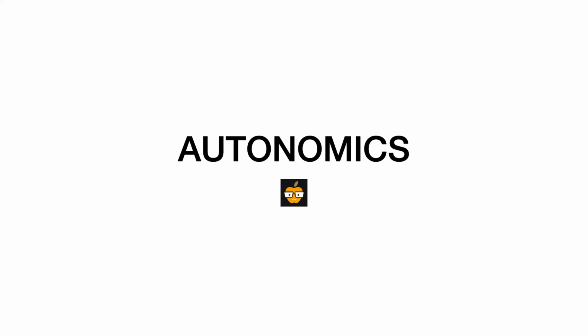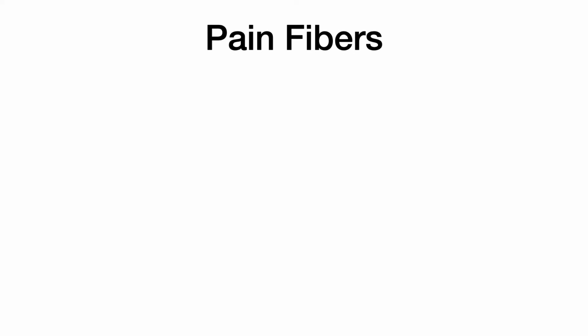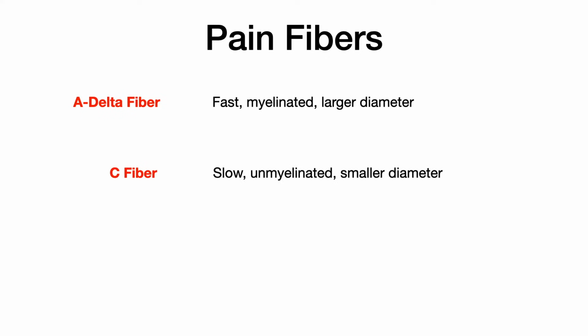The first topic that we're going to talk about in this video is pain fibers. There are two broad categories of pain fibers that transmit pain and temperature signals. The first is the A delta fiber. The A delta fiber is a fast, myelinated, larger diameter pain and temperature fiber. We can compare this to the second fiber, which is the C fiber. The C fiber is slower, it's unmyelinated, and it tends to have a much smaller diameter.